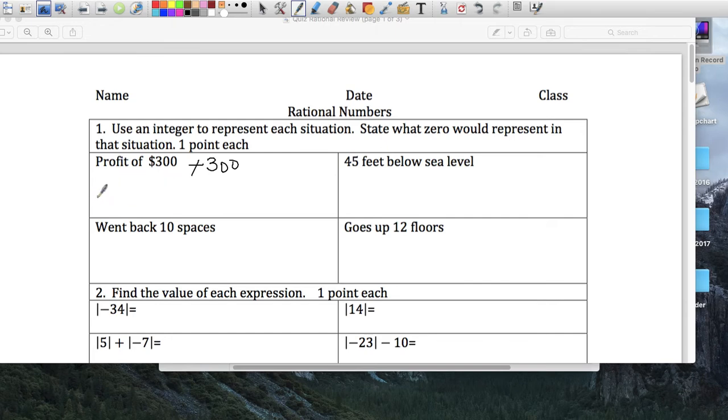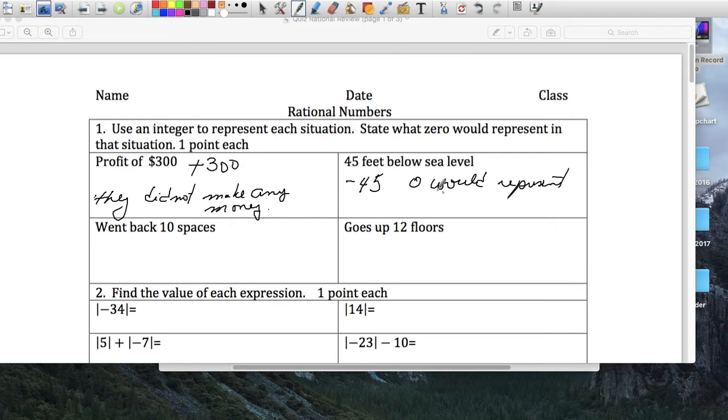0 in this situation means that they did not make any money, so they broke even. They didn't profit from this. Next, 45 feet below sea level. Negative 45 will be the integer that I would use. And 0 in this situation would represent sea level. Okay?